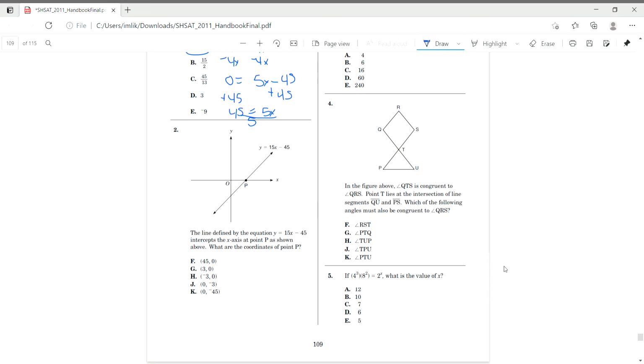Moving on to number 2. The line defined by the equation y equals 15x minus 45 intercepts the x-axis at point P as shown above. What are the coordinates of point P?